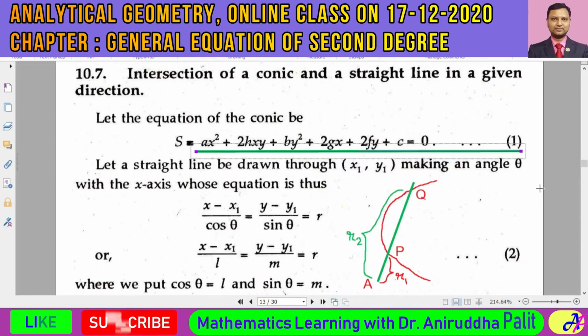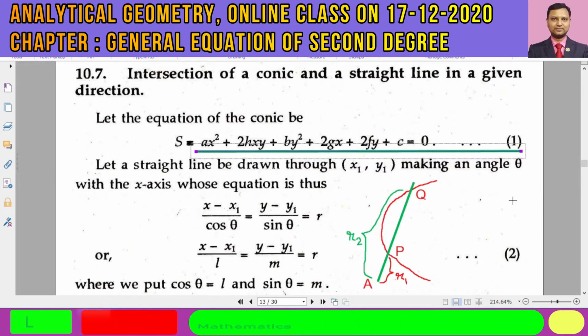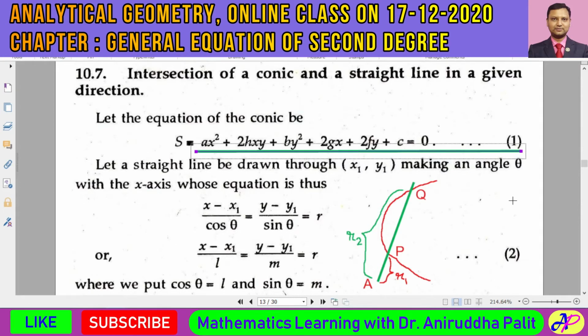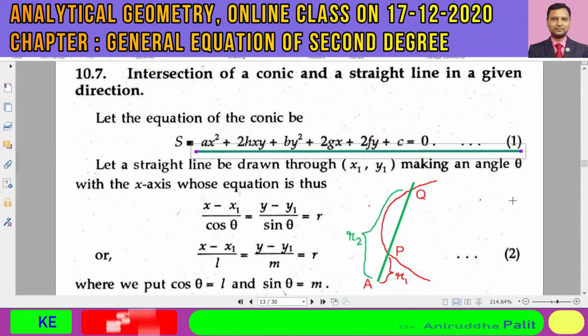Hello everybody. Today I am going to discuss some advanced topics like tangent and normal. Let me first define the tangent.